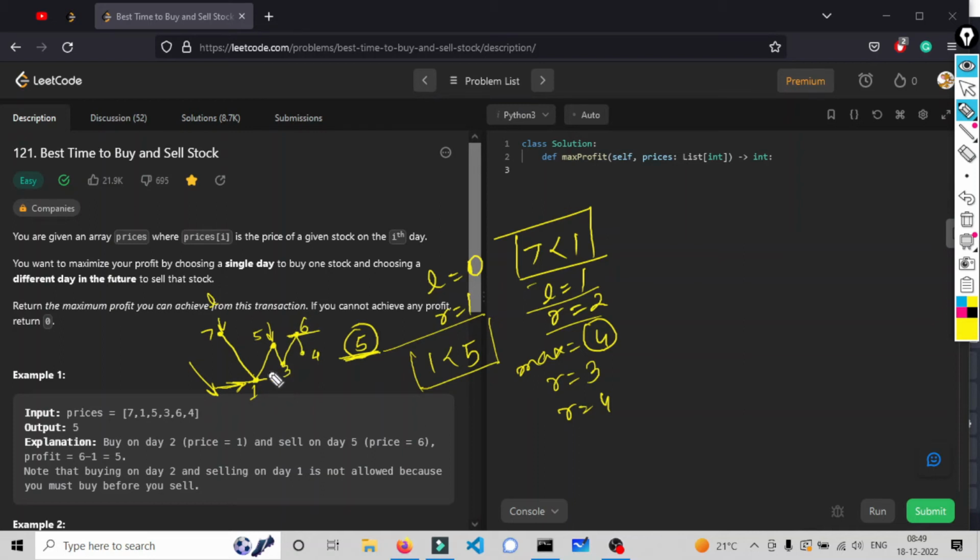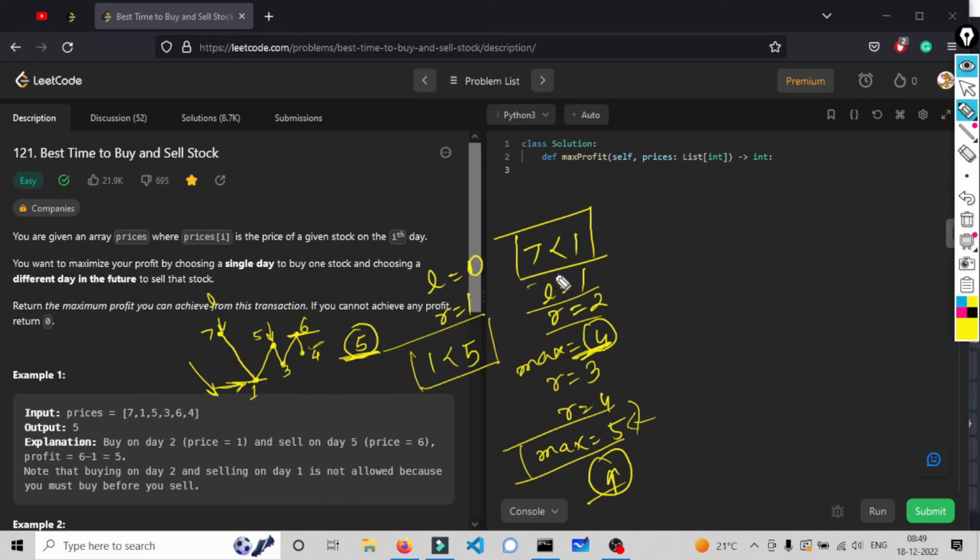Now find the difference between these two. So what is the difference? Now the difference is 5. Is this greater than the max value? Yes, it is. Then update the max value, so the max value now will be 5. Now again we will increment the right value. The right value is now here. Again find the difference: 4 minus 1, which is 3. Is this greater than the max value? No, it is not. So we will return the max value as the result, and this value will be 5.